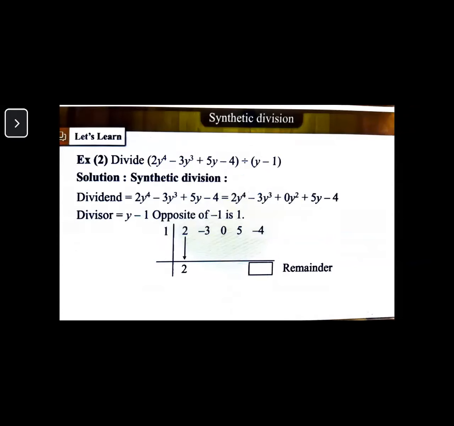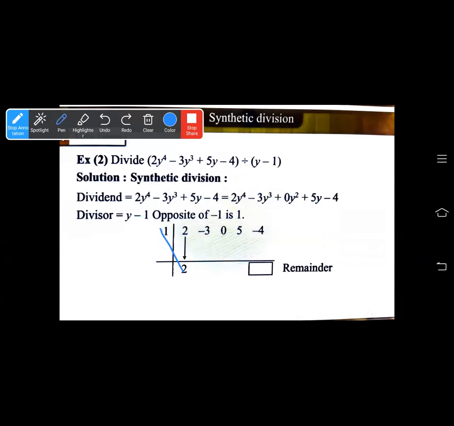Write 2 as it is in the third row. Then 2 multiplied by 1 is 2. Write it under minus 3. Minus 3 plus 2 is minus 1. Then minus 1 multiplied by 1 is minus 1. 0 minus 1 is minus 1. Minus 1 multiplied by 1 is minus 1 again. Then 5 minus 1 is 4. 4 multiplied by 1 is 4. Minus 4 plus 4 is 0. This way you will get the remainder 0.